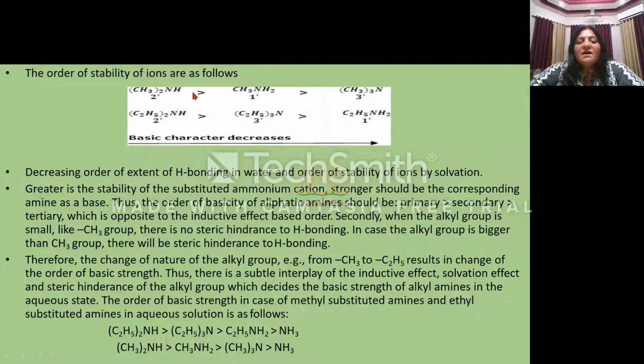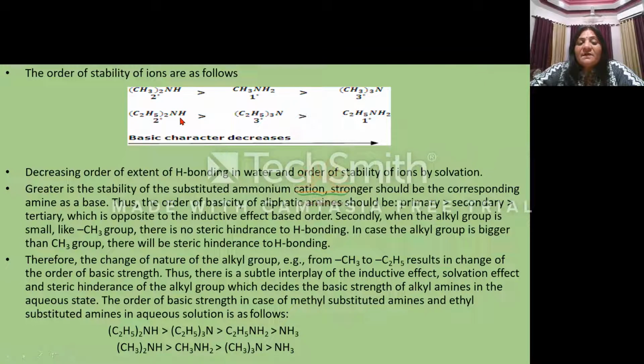Secondary amine is more basic than primary amine, and primary amine is more basic than tertiary amine, which is more basic than ammonia. So we can remember this in case of the aqueous medium, the methylamines: 2130. Remember this. But in case of ethylamine, in the aqueous phase the order is different.